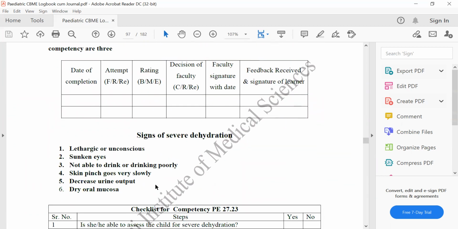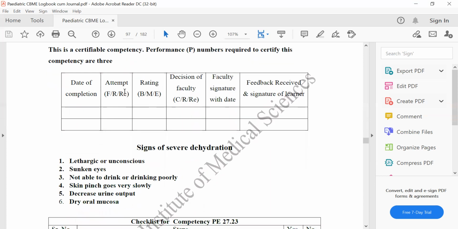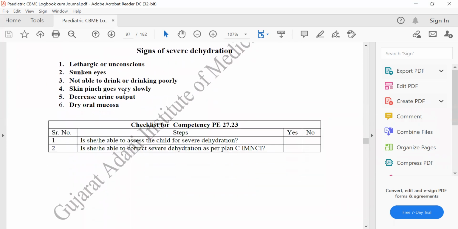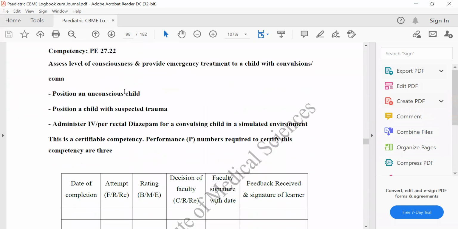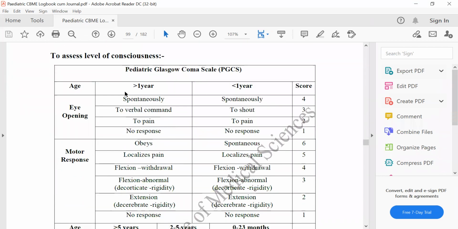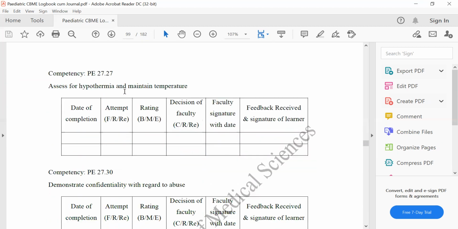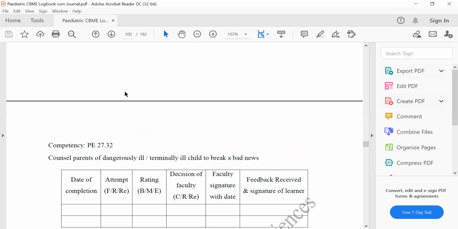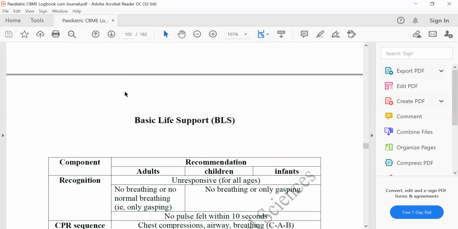And then severe dehydration. Again, it is a certifiable competency. The student should be able to assess the signs of severe dehydration. So what are the signs of severe dehydration, and also the checklist for the dehydration. And this is again a certifiable competency. So again, this is the table showing Glasgow Coma score. So all these competencies I have covered in phase 3 part 2.